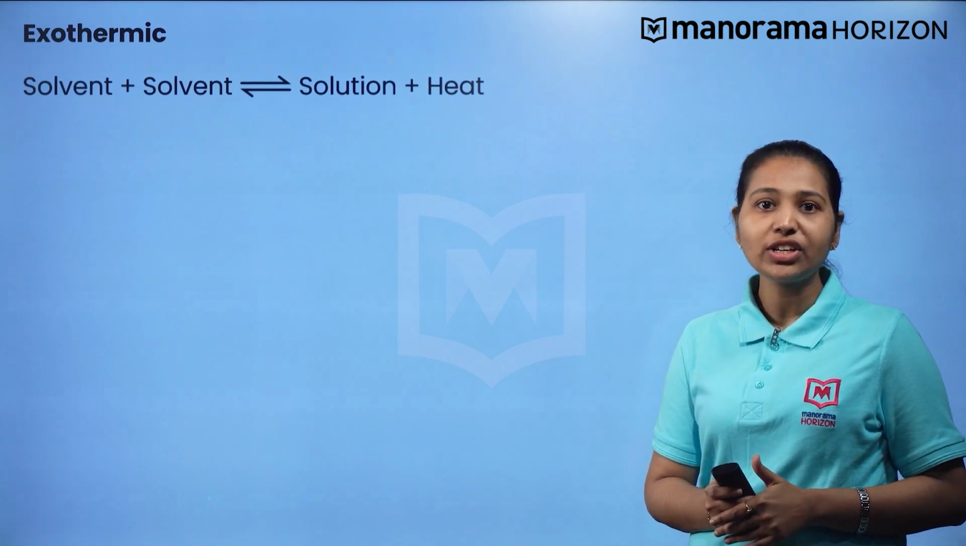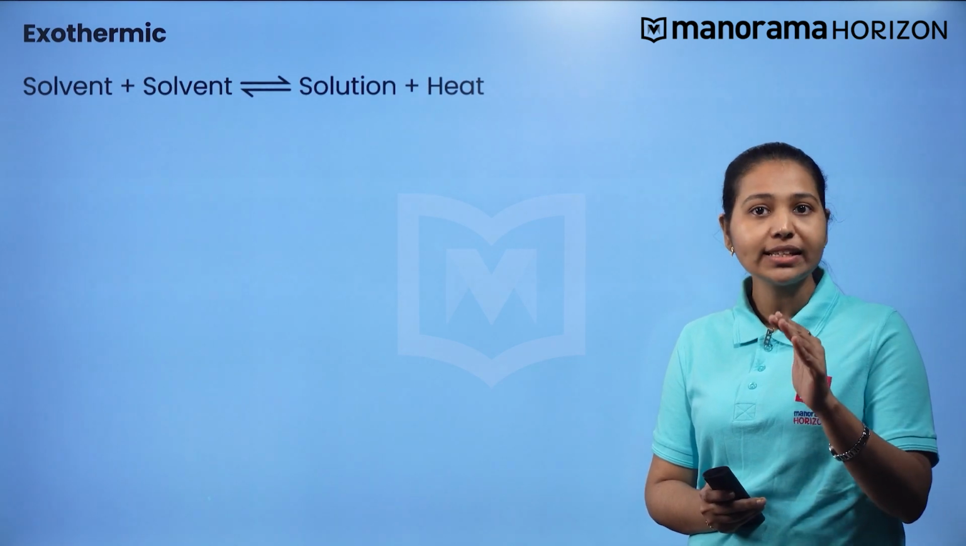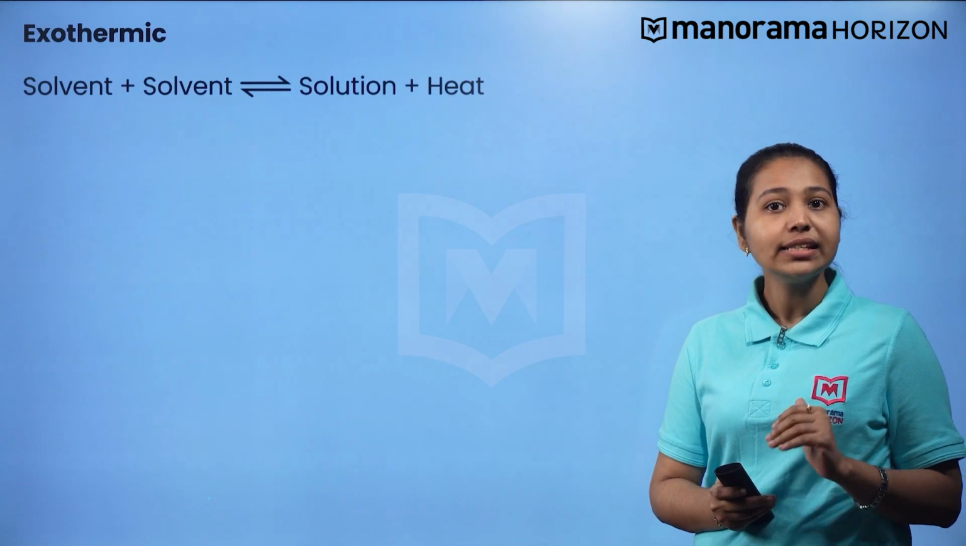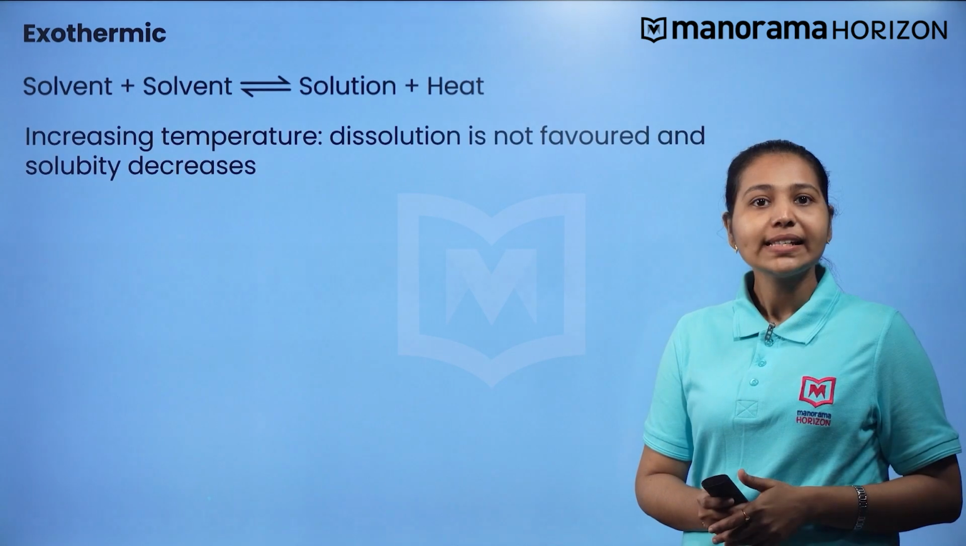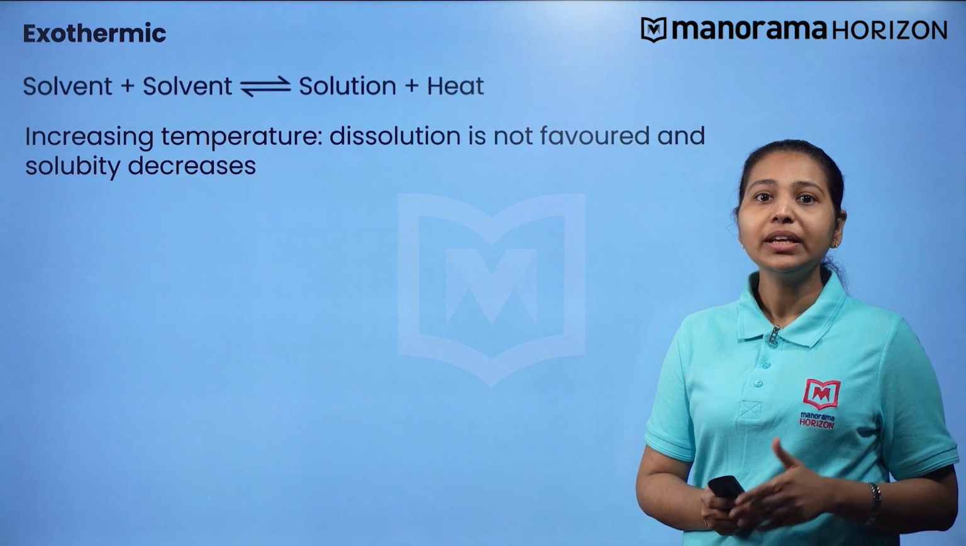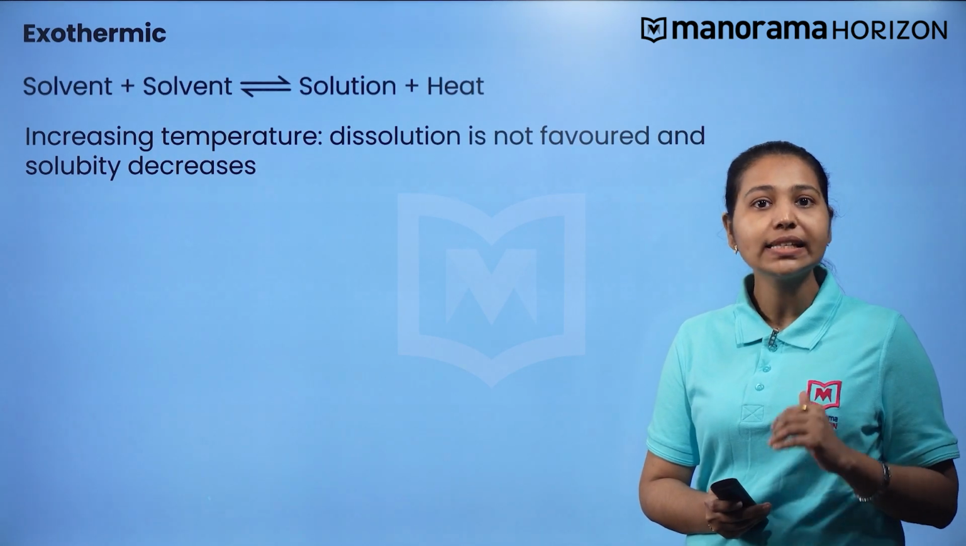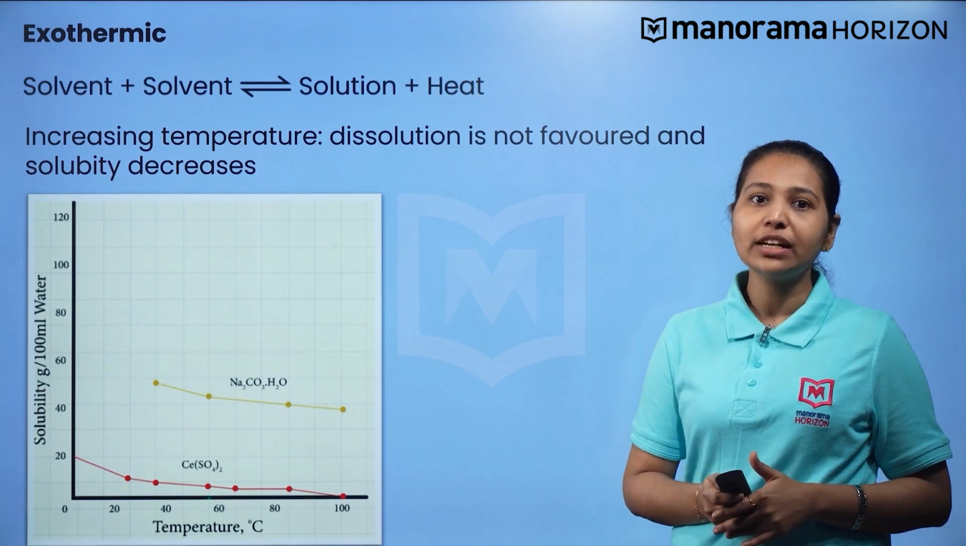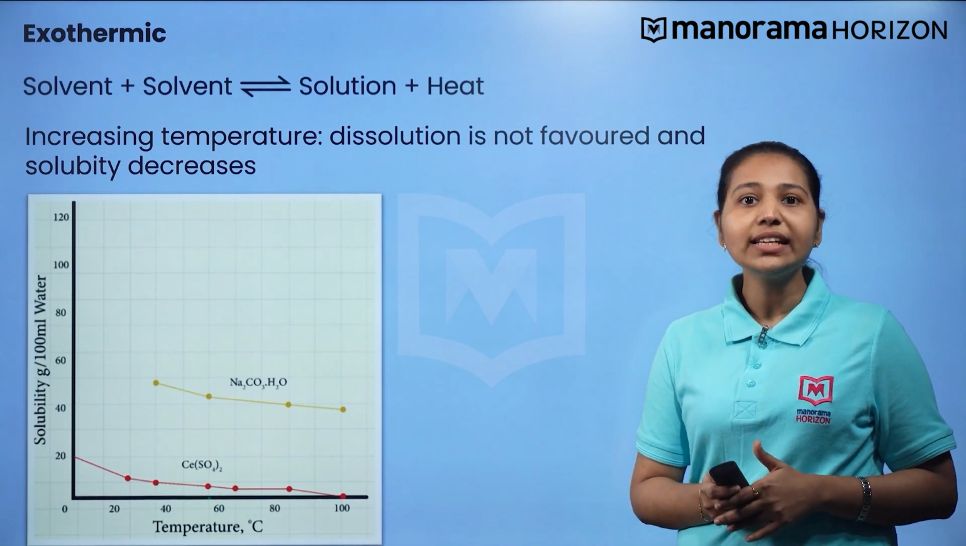Then, according to Le Chatelier's principle, if you increase the temperature, it will favor the backward process. This indicates dissolution is not favored. As heat is already produced in the system, increasing temperature will decrease the solubility. For instance, solubility of sodium carbonate and cesium sulfate decreases with increasing temperature.